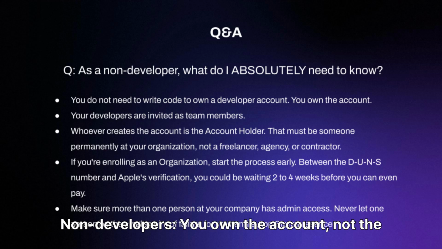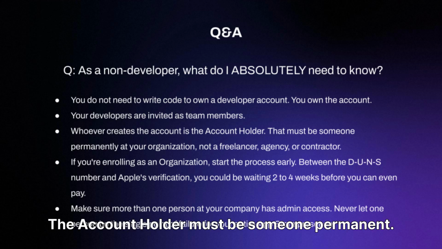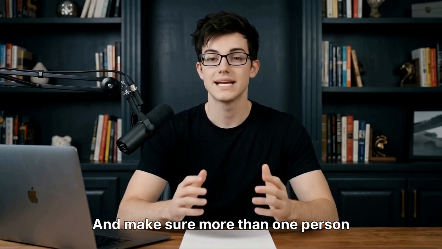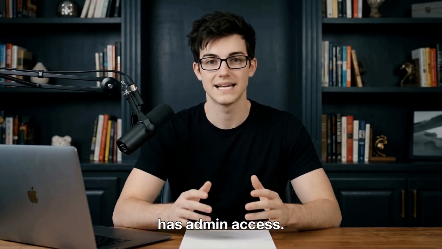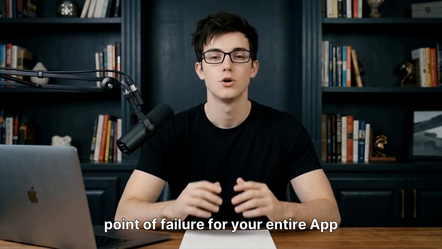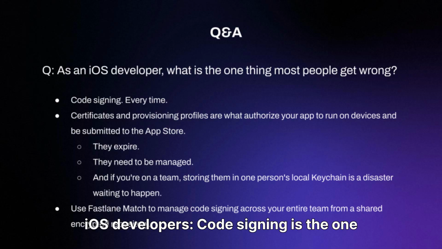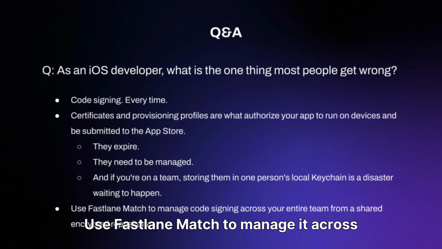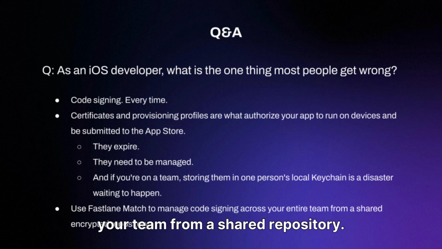Non-developers, you own the account, not the freelancer. The account holder must be someone permanent. If you're an organization, start early. It takes 2 to 4 weeks, and make sure more than one person has admin access. Never let one person be the single point of failure for your entire App Store presence. iOS developers, code signing is the one thing most people get wrong. Use Fastlane Match to manage it across your team from a shared repository.